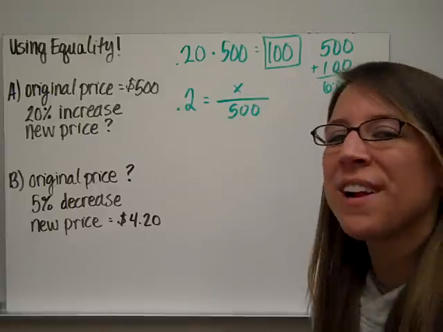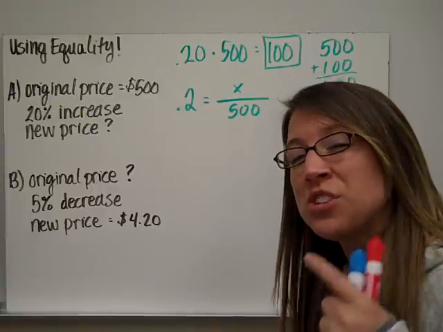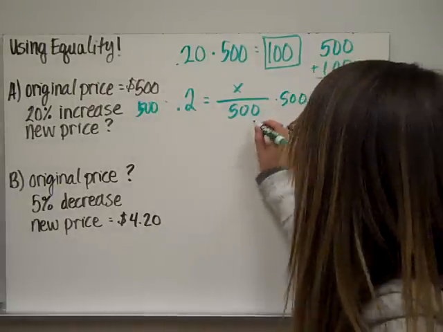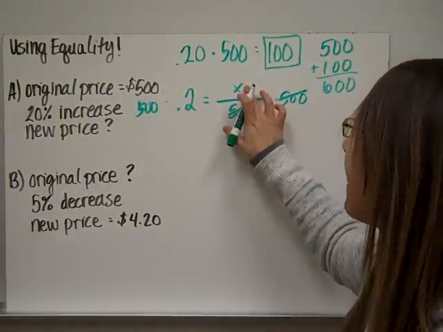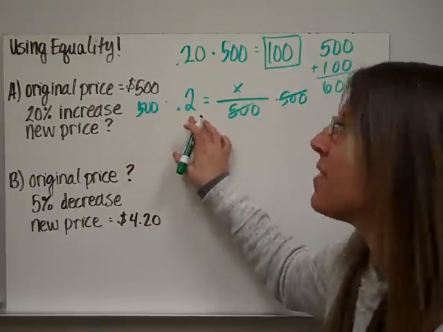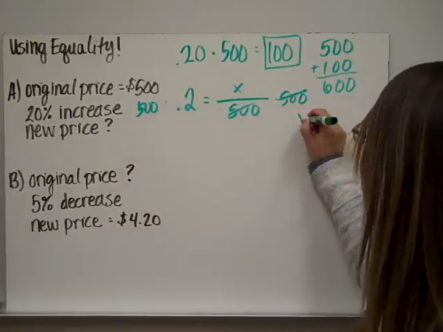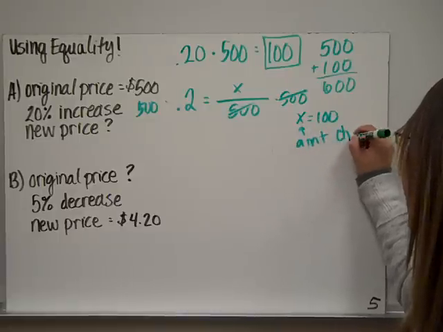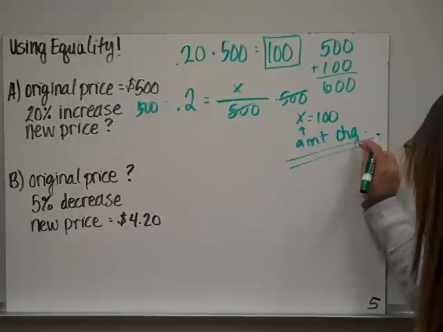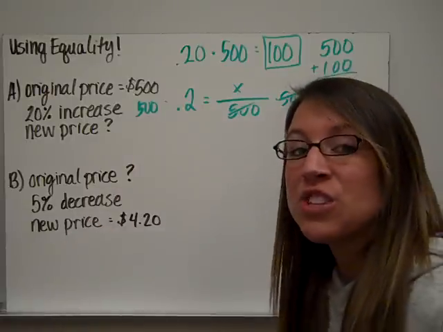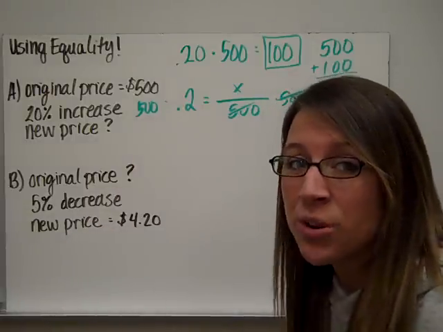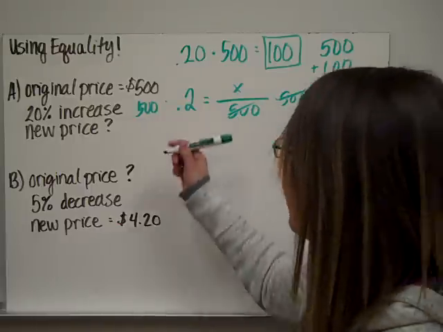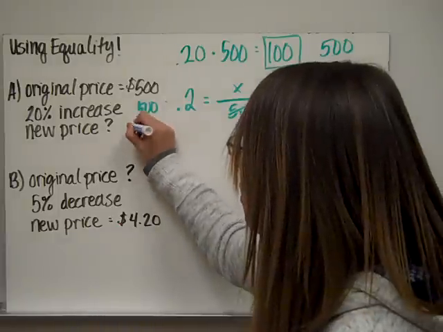In order to solve for that variable, you know the opposite of division is multiplication. We would multiply both sides by 500. And by doing so, we get that x equals 500 times 2/10. Well, we know that that is 100. If x equals 100, and that represents the amount change, and we know that it increased, we would add it to the original amount. 100 plus 500 is $600. So let's make that known here.